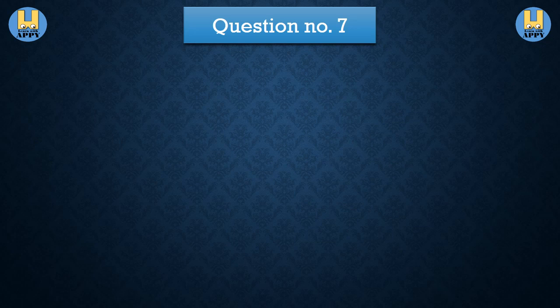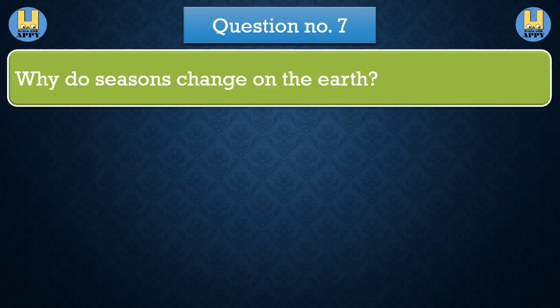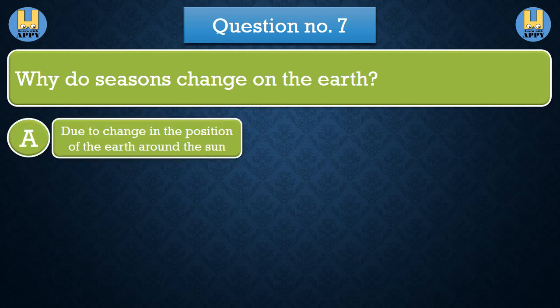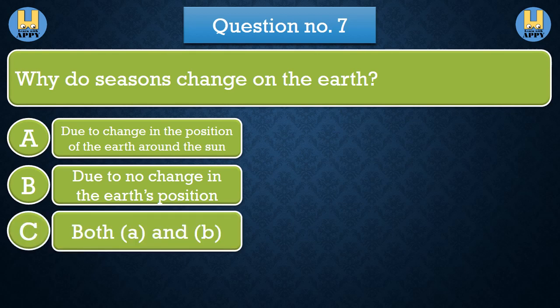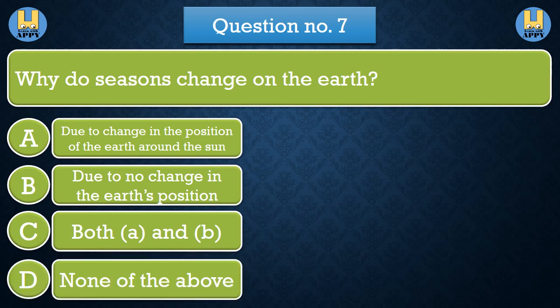Question number 7. Why do seasons change on the Earth? Option A, due to change in the position of the Earth around the Sun. Option B, due to no change in the Earth's position. Option C, both A and B. Option D, none of the above.